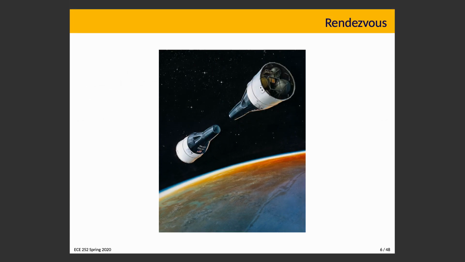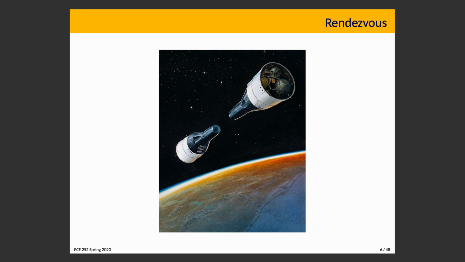Rendezvous is the next pattern that I'd like to talk about, and the rendezvous pattern is kind of an expansion of the signaling pattern so that it works both ways, that we want our threads to meet up. This artist rendering of the NASA Gemini spacecraft meeting in space represents rendezvous because they have to meet up at the same point at the same time.